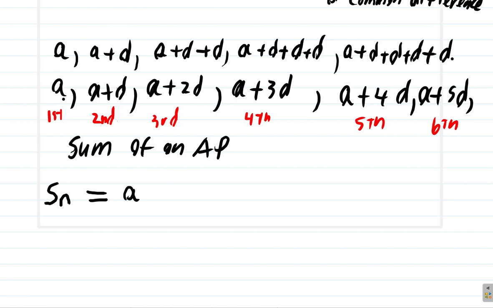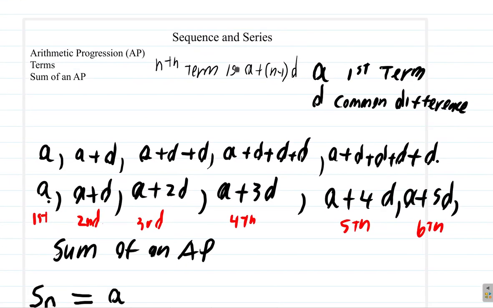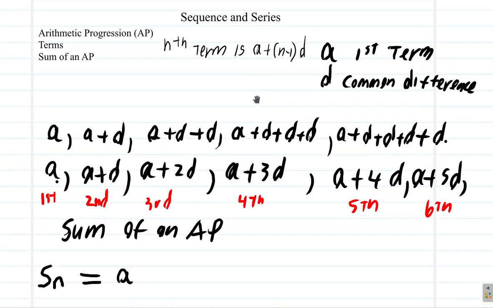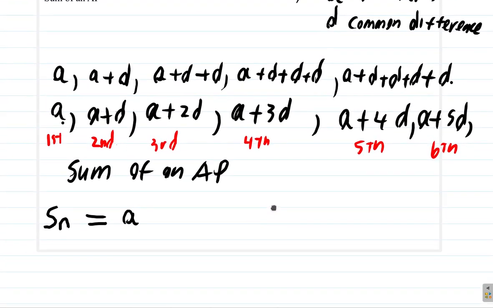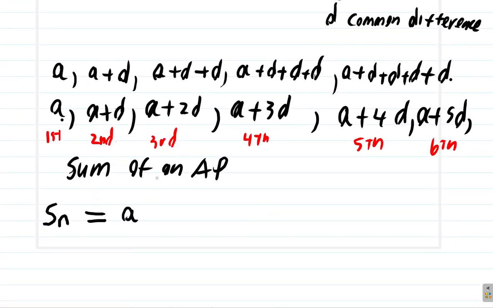Just like in the previous video, we reasoned out what would be a general expression for the nth term of an AP, and we got this, a plus n minus 1 d. Let us see if we can come up with a general expression for the sum of the first n terms, Sn. Alright? So, we have A. The second term is A plus D. So we say plus A plus D.